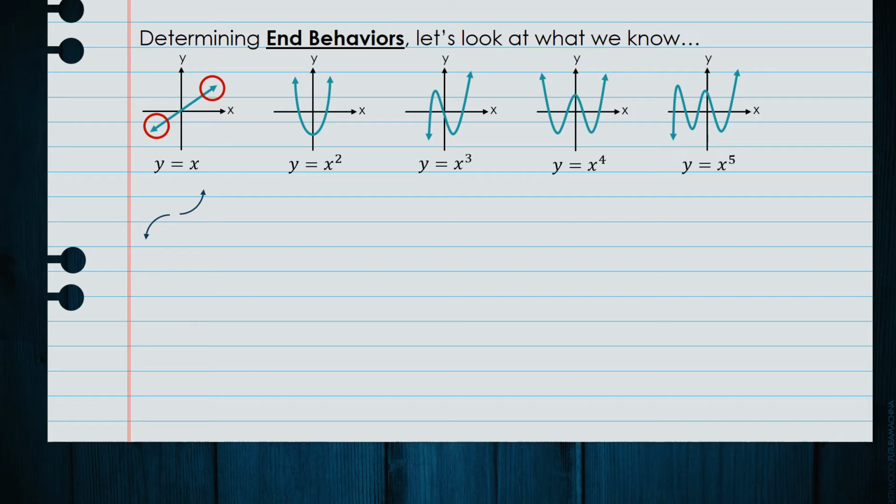Let's look at the next graph. On the left, we see the graph going up. On the right, we see the graph going up. So for y equals x squared, the arrows are both going up on the left and right side. Go ahead and continue looking at the remaining graphs, identifying its end behaviors.